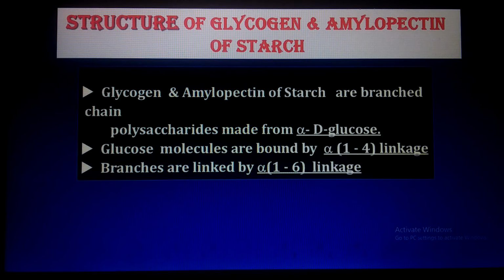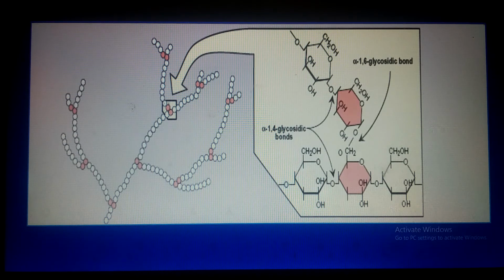Polysaccharide made from alpha D glucose. Now I have given you the concept of D glucose, meaning dextrorotatory glucose. Glucose molecules are bound by what? They are bound by 1,4 linkages as well as 1,6 linkages. Is the concept clear now? As you can see here, the glycogen molecule with branched structure has both types of glycosidic linkage, 1,4 and 1,6, in the branched amylopectin as well as the glycogen, the animal starch.